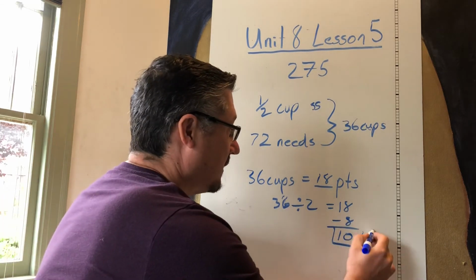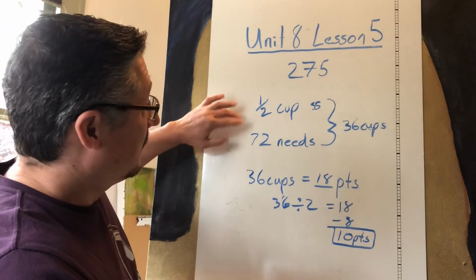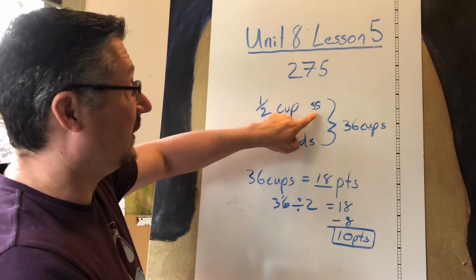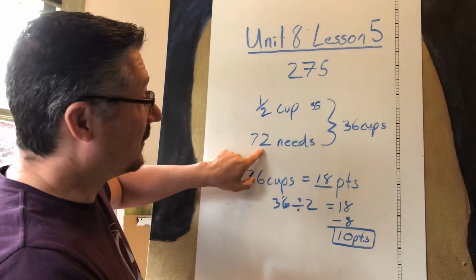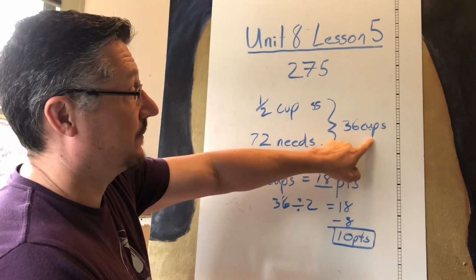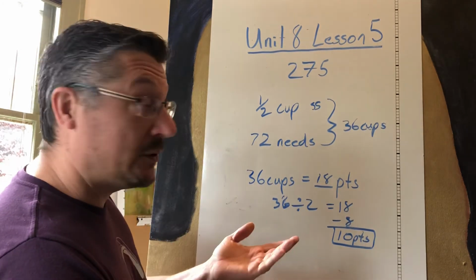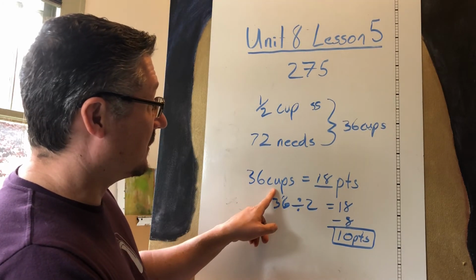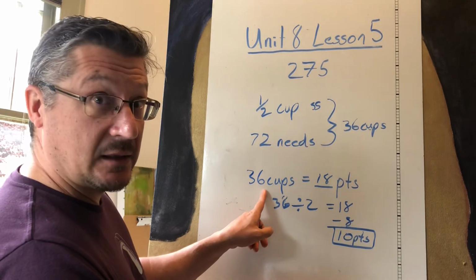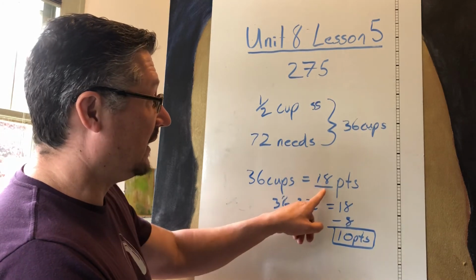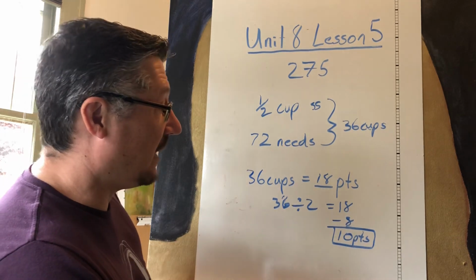So that's my answer. So let's just recap. So I figured out what I need. Serving size is 1/2 cup. If I need 72 servings, that's going to be 36 cups. Now, I'm going to convert. You have to convert these so you're using the same unit. 36 cups, okay, and I need to know how many pints. So I divide by 2 because there's 2 cups per pint. So I get 18 pints. I already have 8 pints of the pineapple juice, so I need 10 pints of orange juice.